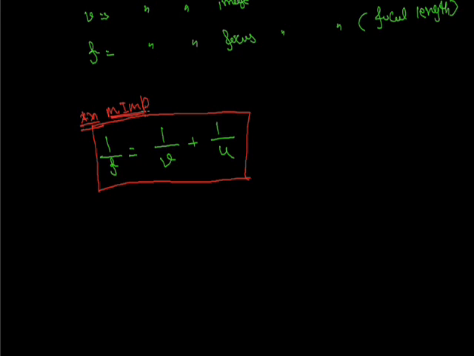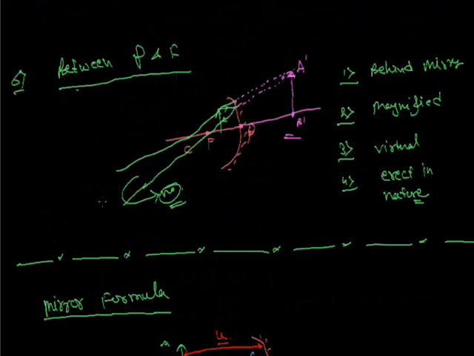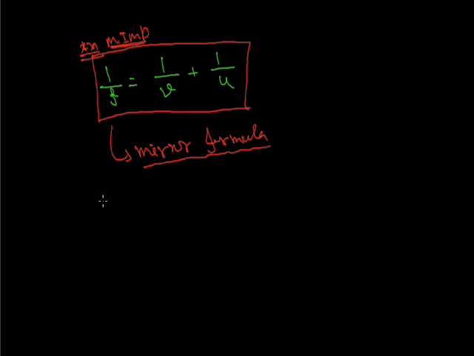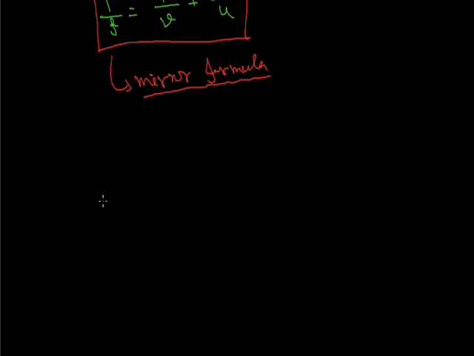Throughout the calculations we will use this formula. This is known as the mirror formula. For using this mirror formula, we have to go through the sign convention, that is, what type of sign convention we should use, whether a quantity should be taken as positive or as negative. So we have to define all these points here. Let us start the sign convention.